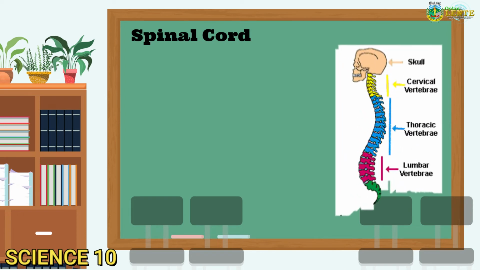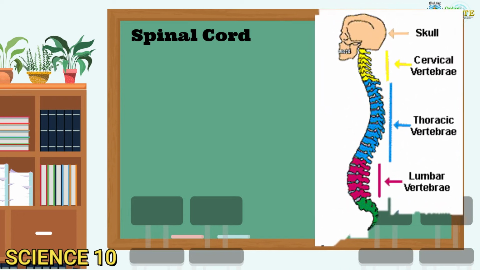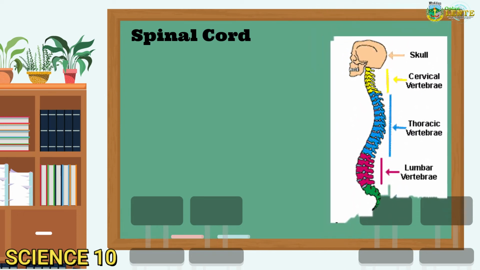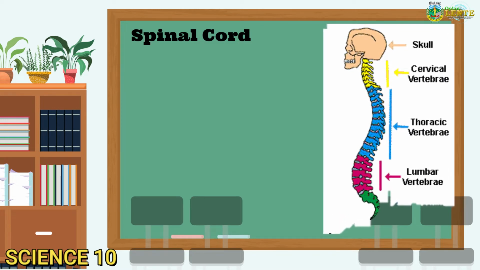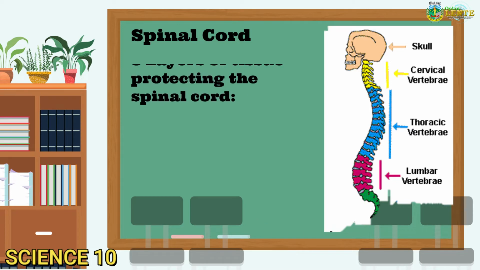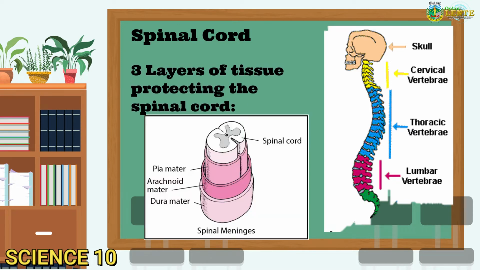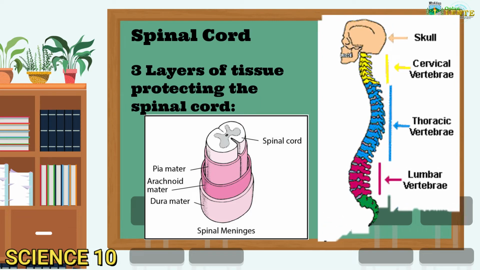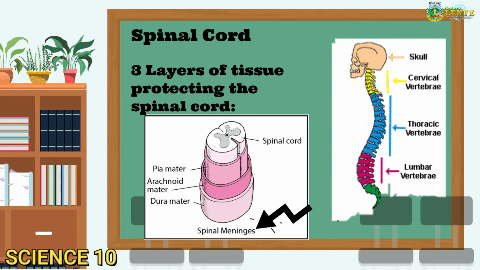The spinal cord comprises three parts: 1. The cervical or the neck. 2. Thoracic or the chest, and 3. Lumbar for the lower back regions. There are three layers of tissue protecting the spinal cord. These are the pia mater, arachnoid mater, and the dura mater. Doctors call these layers meninges.